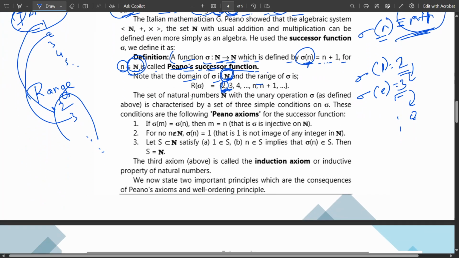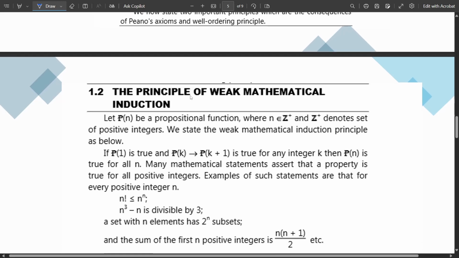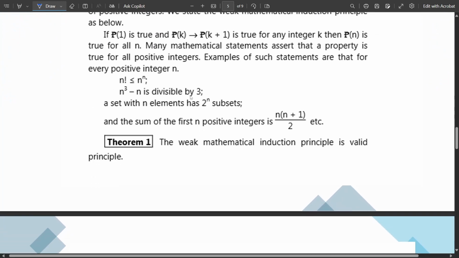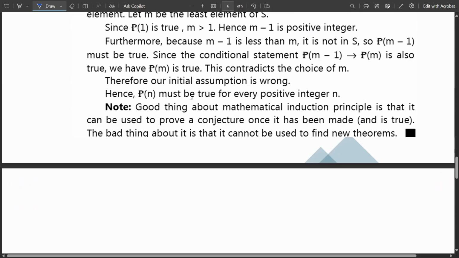Now, application of this Peano's successor function gives us three axioms. And the third axiom is obviously called the induction axiom, or it is also called the inductive property of natural numbers, which we are going to see further, and which gives rise to our next topic, that is the principle of weak mathematical induction, which is going to be used in solving many different questions further on.